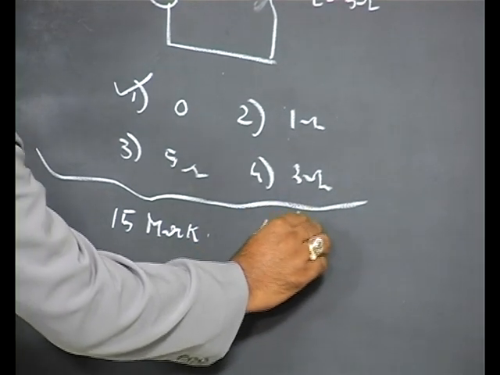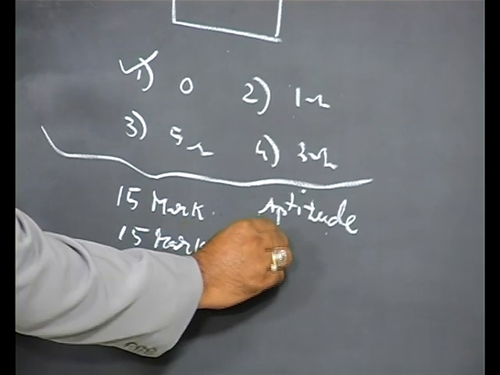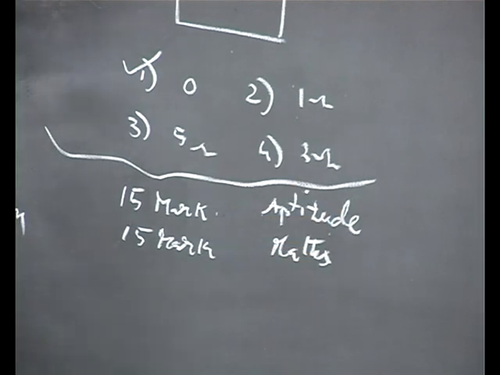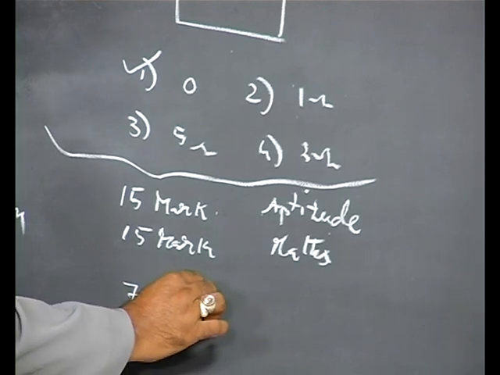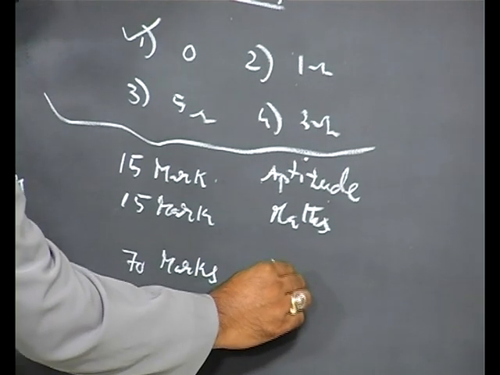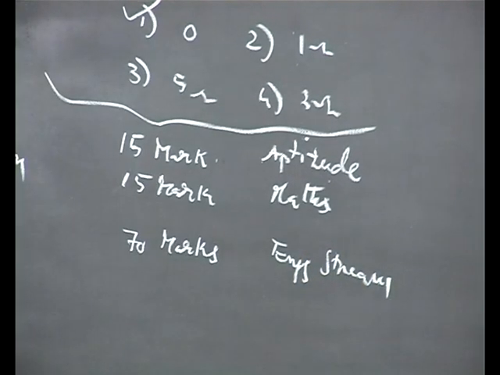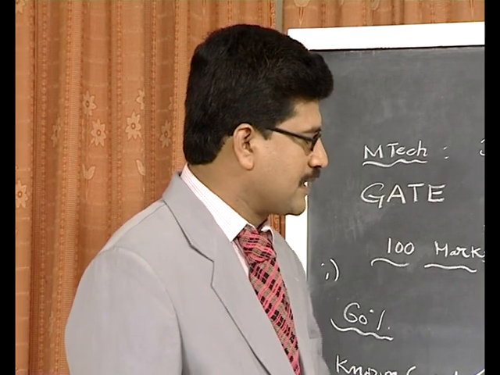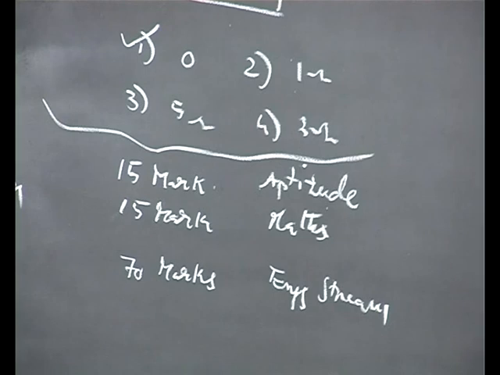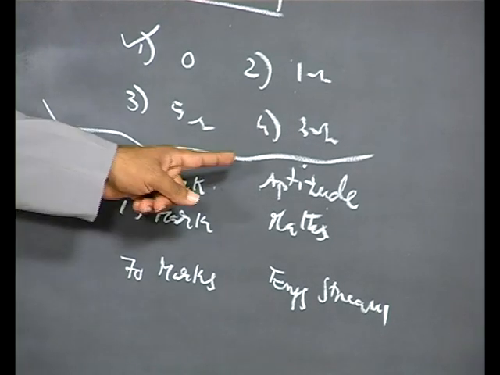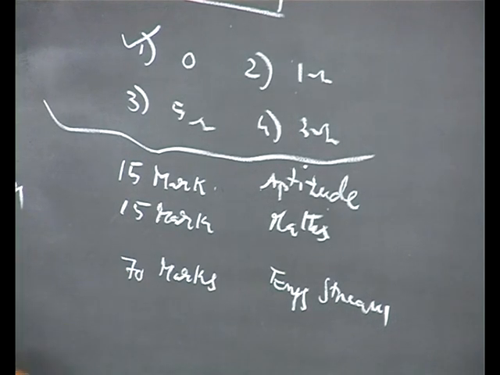15 marks aptitude, 15 marks maths, and the remaining 70 marks engineering stream. You observe that this is a categorization of the marks corresponding to the GATE examination. So, this is a rough analysis. The aptitude is 15 marks, mathematics 15 marks, and the remaining 70 marks come under engineering streams.